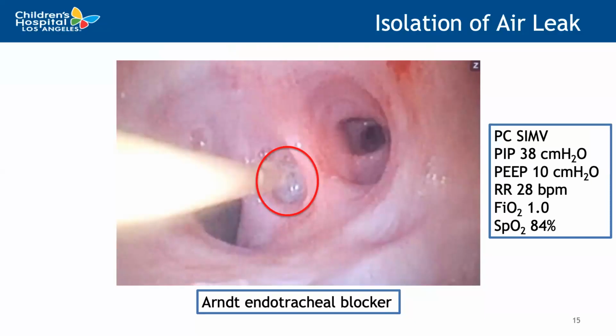Unfortunately, the patient had increasing CO2. This may have been due to the actual obstruction of the endotracheal tube during the bronchoscopy, and so it's unclear how much of that was due to that versus the actual introduction of the ART blocker.